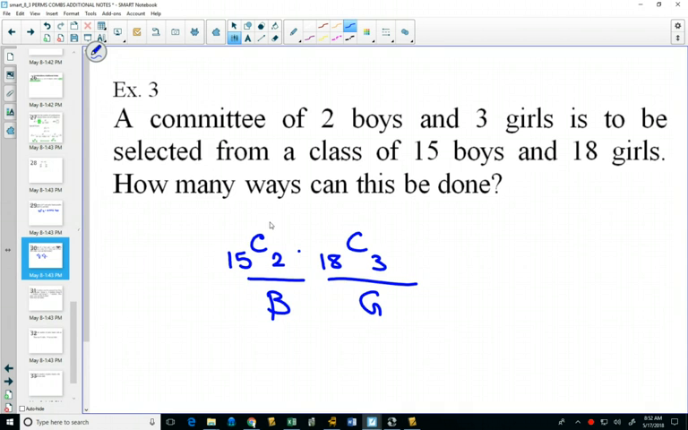And every time that you're making more than one decision, you're going to need to multiply in between. They're not separate cases. We don't add up like we do in a cases question. We have to multiply because we've made 2 different decisions, and every group of 2 boys can get mixed with any group of 3 girls, and that makes a new committee. So you type this into your calculator and get an answer.